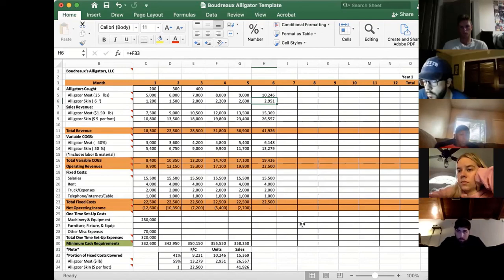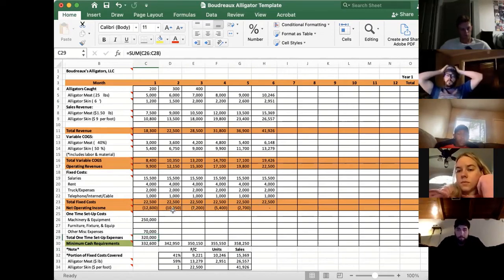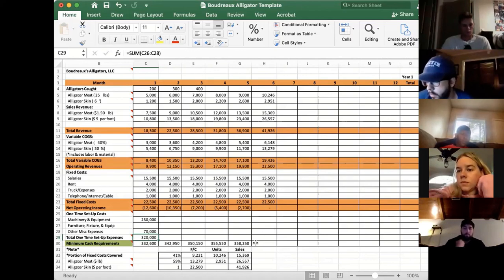Wait, so how much would he ask for? You'd ask for $358,250. Now, what that represents is your initial investment of 320, right? Yes, sir. Plus, you got to get all this money. Boudreaux didn't have any money at all. So he lost 12, 10, 7, 5, 2. So he needs a total of $358,250. Now, what that really means is 320 plus all of his losses for 5 months. Okay.